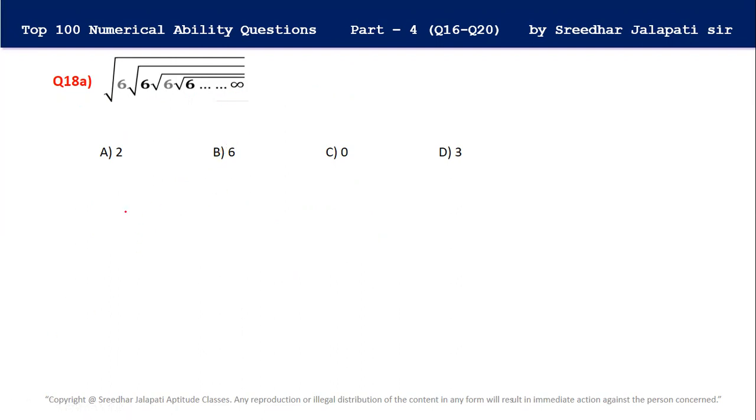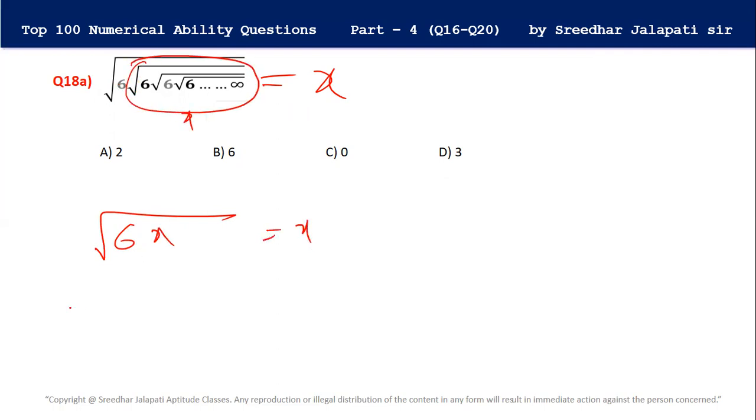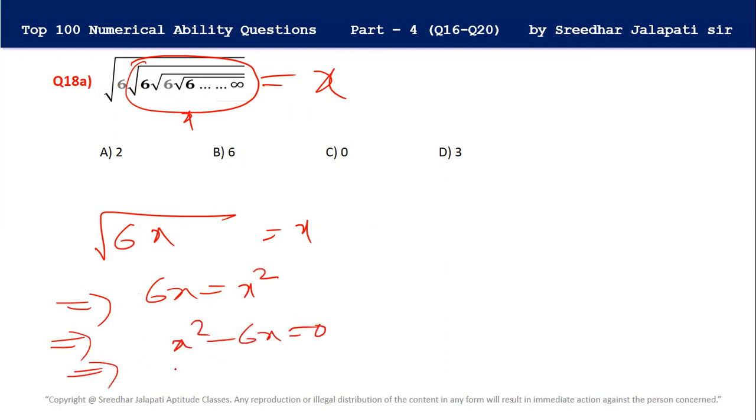Now here also, if you want to know the original method, let all this expression be equal to x. So this is 6 under root of 6. From here onwards, again I can treat all this expression as x is equal to x. If I square on both sides, 6x is equal to x square. Then if I bring all the terms to one side, x square minus 6x is equal to 0. If I take x common, x into x minus 6 is equal to 0.